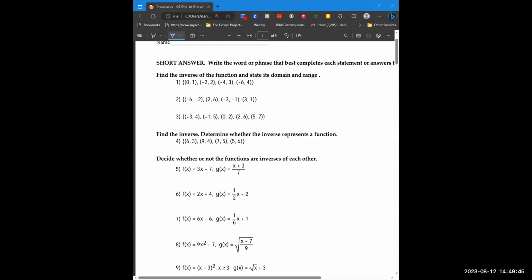The domain of that inverse function is going to be -2, 6, -1, 1. And the range of that inverse function is going to be -6, -3, and 3.